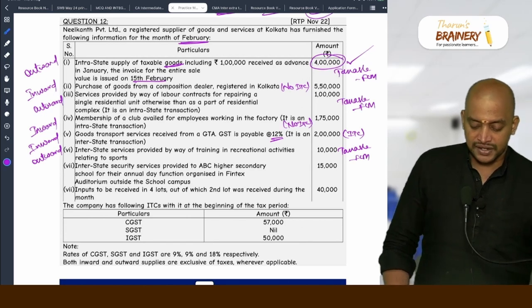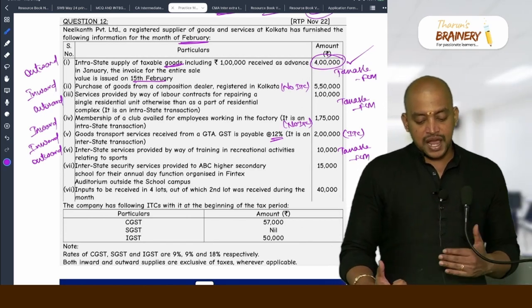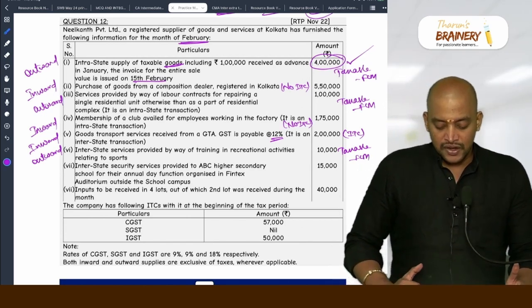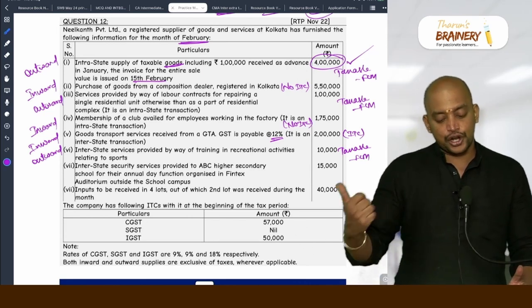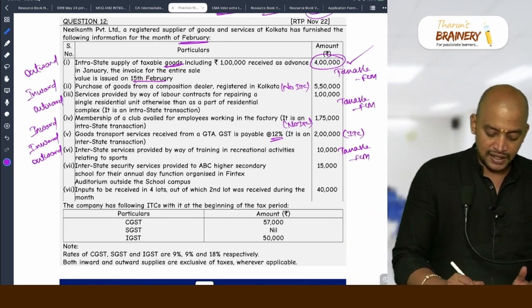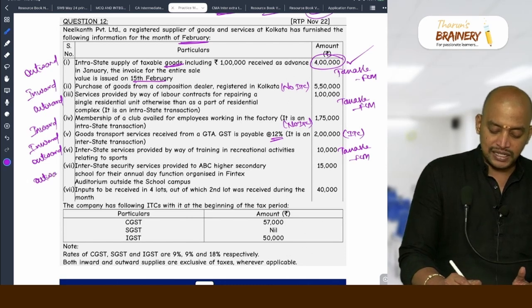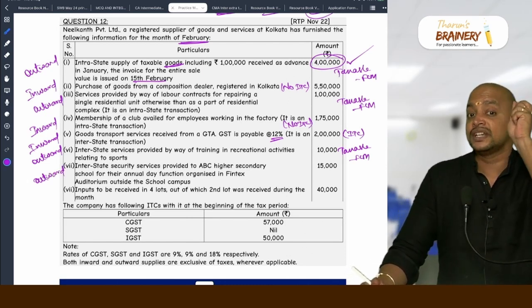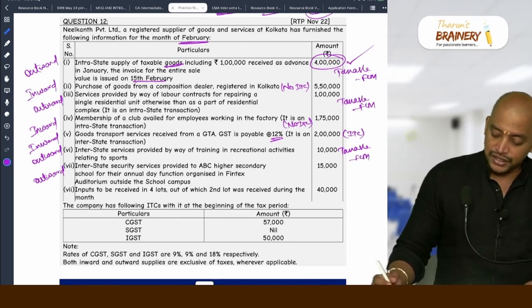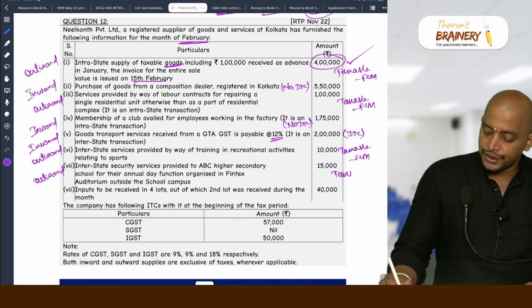Interstate security services provided to ABC Higher Secondary School for their annual day function organized in Fintech's auditorium outside the school campus. Outward supply taxable. We don't have exemption for security services to school, but that should be within the premises. But it is not within the premises. Due to that reason, it will be taxable under FCM.